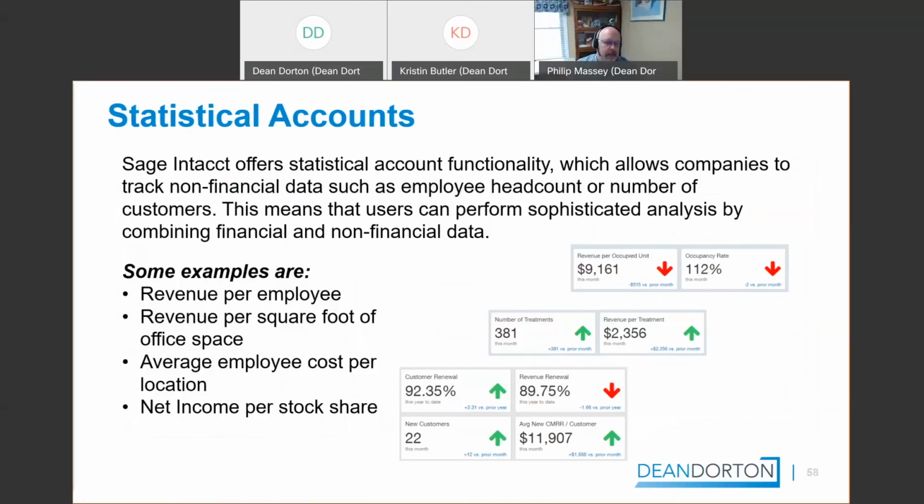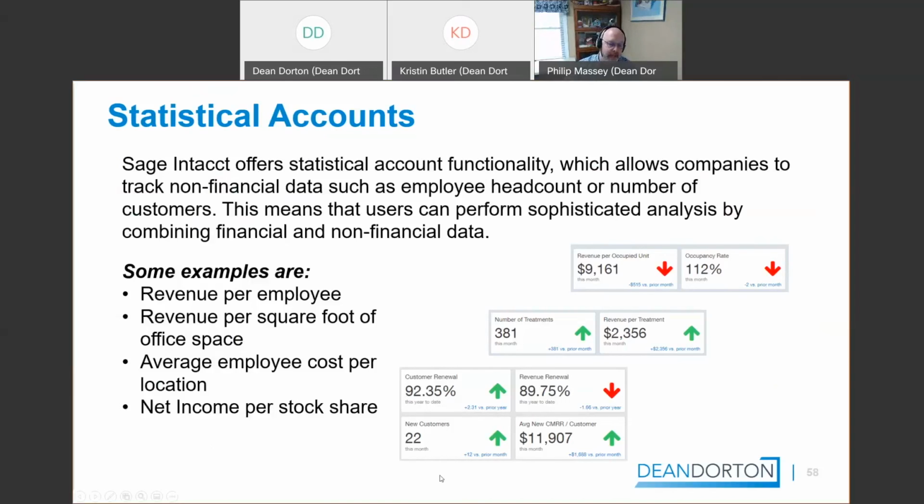Last but not least, statistical accounts. I think these are great. In a sense, it's non-financial information. So the examples you see here, employees, square footage, employees broken down by location, outstanding shares of stock. They're tracking things that are not financial information. Numbers of treatments, occupancy, number of new customers.